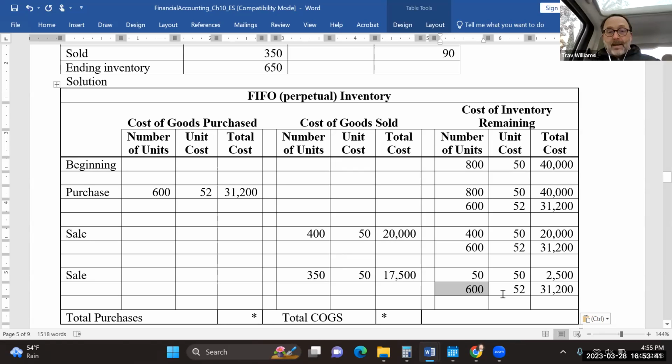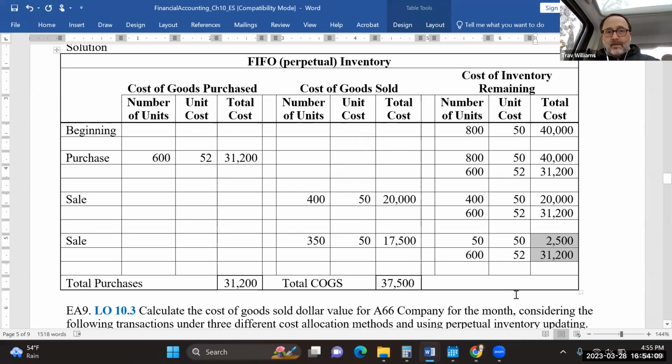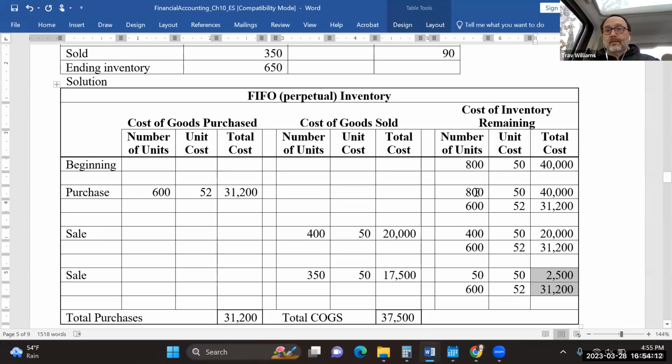Now that we've reached the end of the period here, our total purchases, well, there was only one, so we can just bring that down. And our total costs add up here. So 37,500 is our cost of goods sold. If we wanted to know the cost of inventory remaining, then we could add those two together. But we don't have to do that. So there we go. Now we have completed this table using the FIFO method for perpetual. Next, we're going to do LIFO.